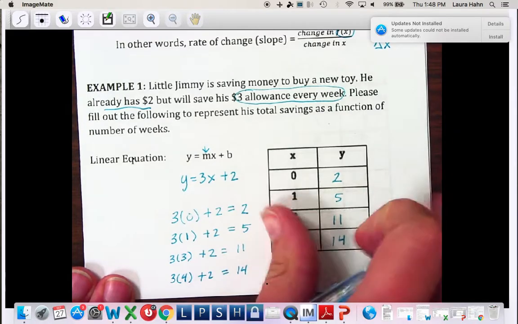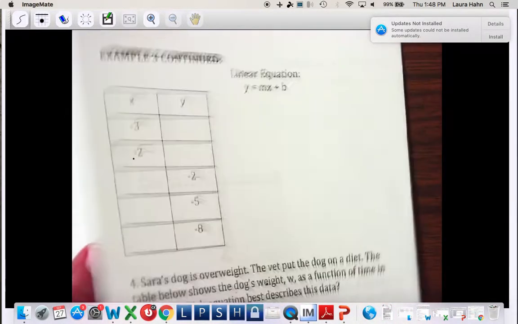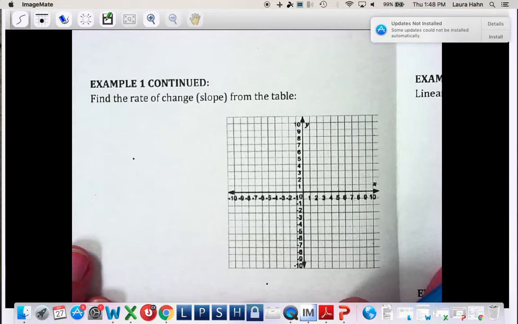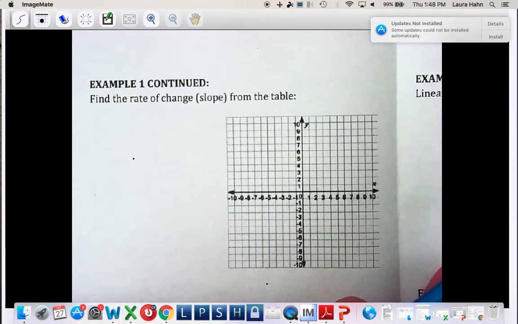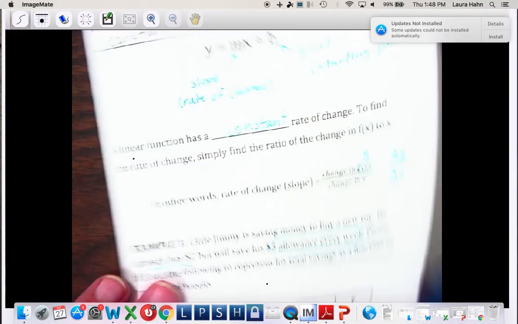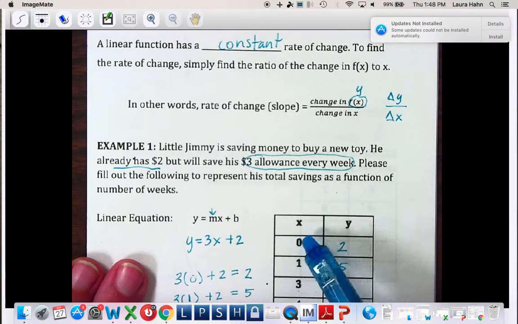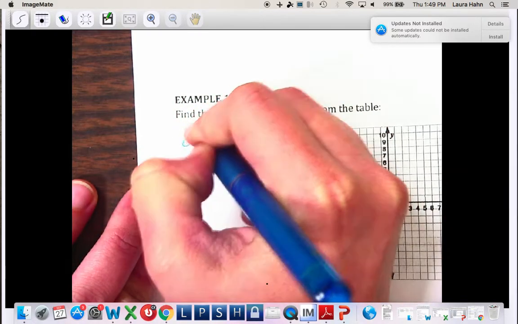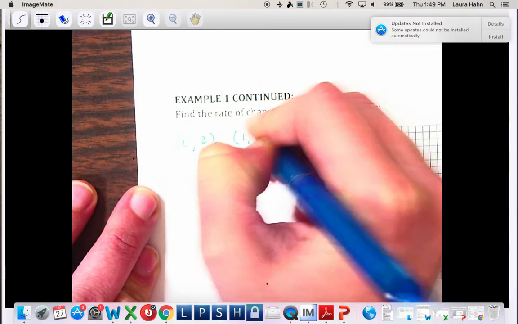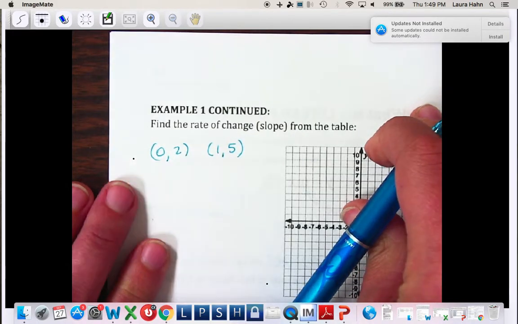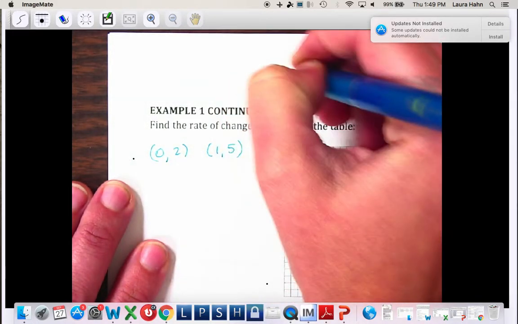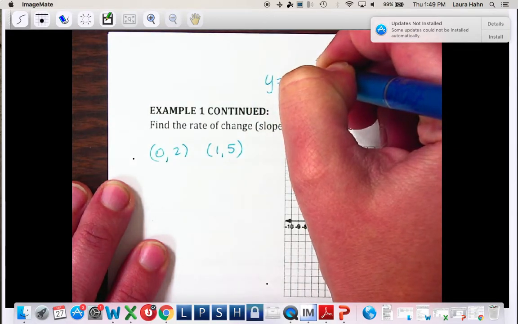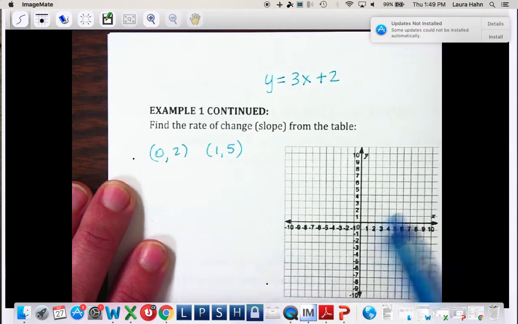We're going to use the same example on this next part over here, and it wants me to find the rate of change. So I'm going to teach you how to find the rate of change by taking 2 points. It does not matter which, I'm going to take these first 2 points: 0, 2 and 1, 5. At the top, I'm also going to write the equation so we have it when we get to the graph.